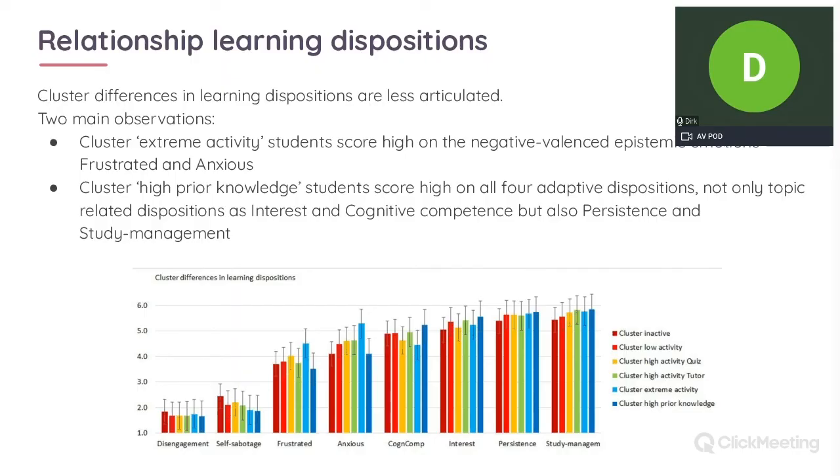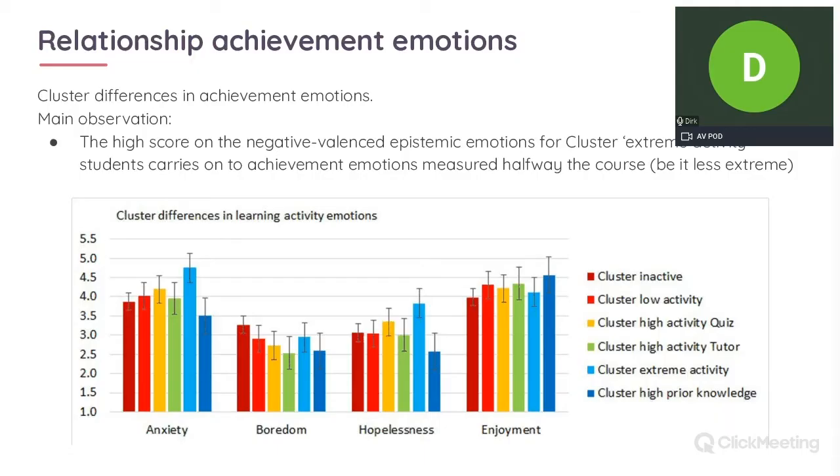We see a relationship with learning dispositions, and especially, I will jump to the next slide, a relationship with achievement emotions. We see, for instance, that the group of students with very, very high activity is partly explained by their learning emotions, because that's the group of students who have anxiety towards mathematics, who lack enjoyment in doing mathematics, and also have some feeling of hopelessness.